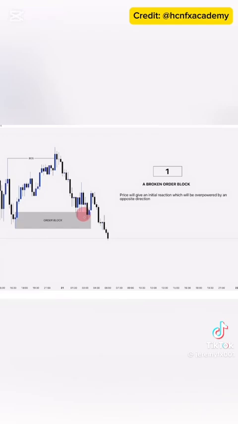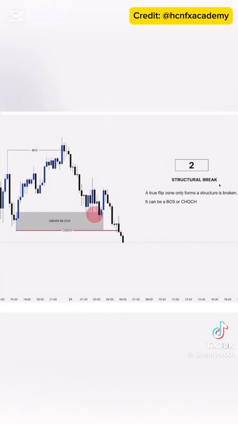Price must react from that other block to show that it is ready to move in our direction, but then it will just clear us out. That confirms what? A flip zone. And I want you to note the structural break. After the reaction, there must be a clear break of structure or change of character, either to the upside or to the downside. From this illustration we have here, this is to the downside, showing what? A change of character. So a true flip zone only forms if there is a structure break.